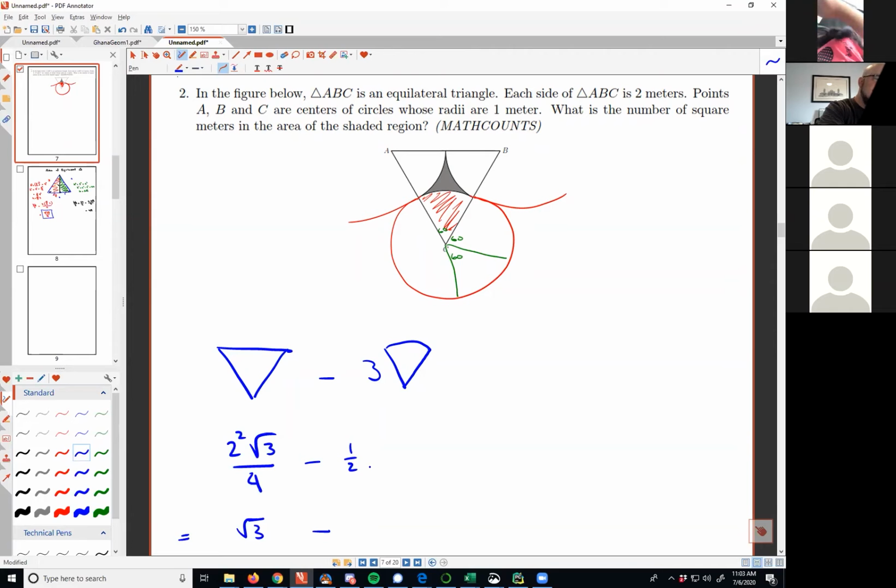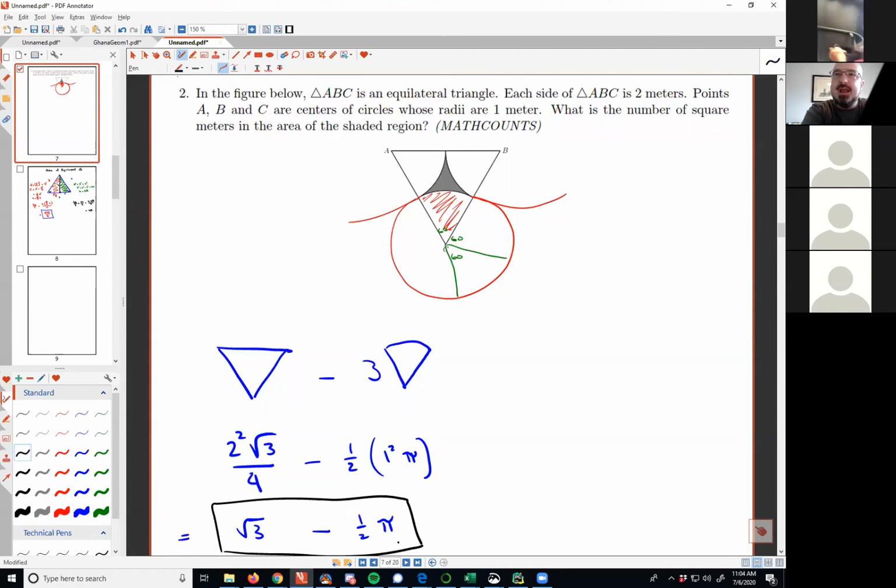What's our radius? 1 meter. Right. So the area of a whole unit circle would be 1 squared pi. Our answer is just root 3 minus 1/2 pi. And if you're not used to seeing areas that funky with multiple irrational numbers involved, you're going to see that more and more. That's going to pop up a lot in geometry, and we see exactly where it comes from, so we don't have to worry too much.